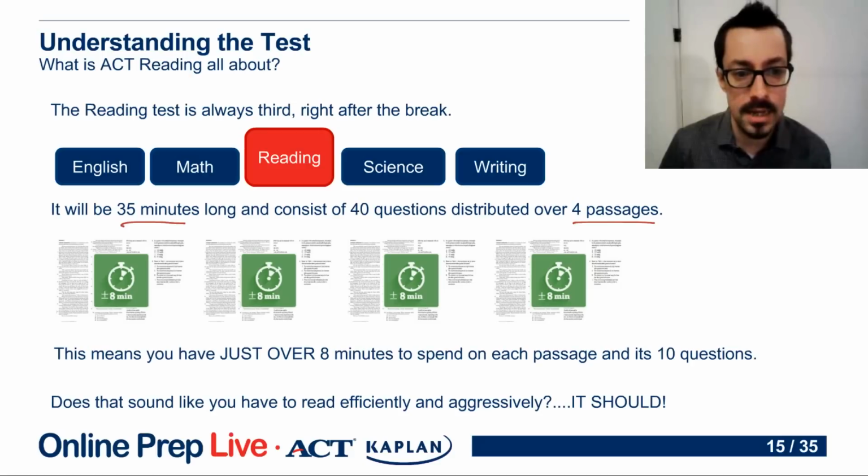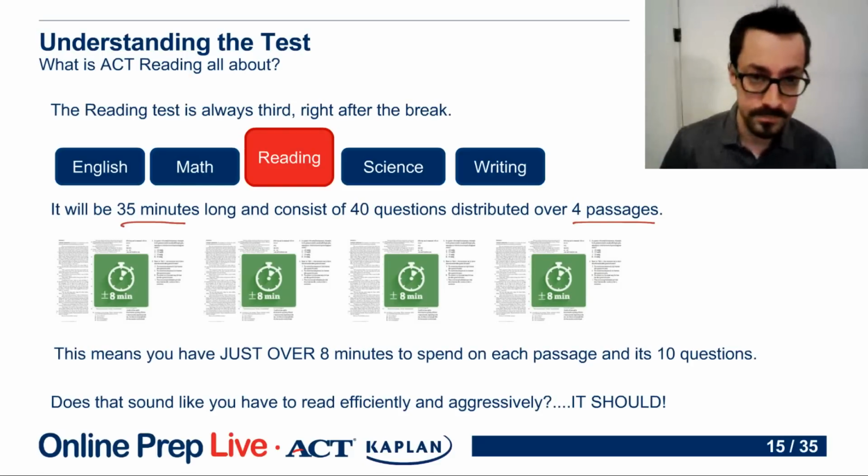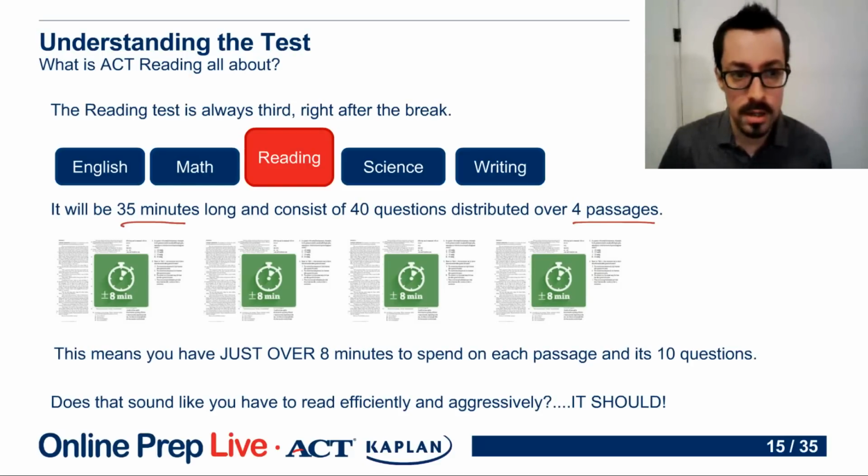It's going to be just a little over 8 minutes per passage. Like 4 times 9 would get us to our 36, so it's going to almost be 9 minutes. We're going to be almost there, not quite. So about 8 minutes, 45 seconds for each of these passages. So again, we've got to be moving along.